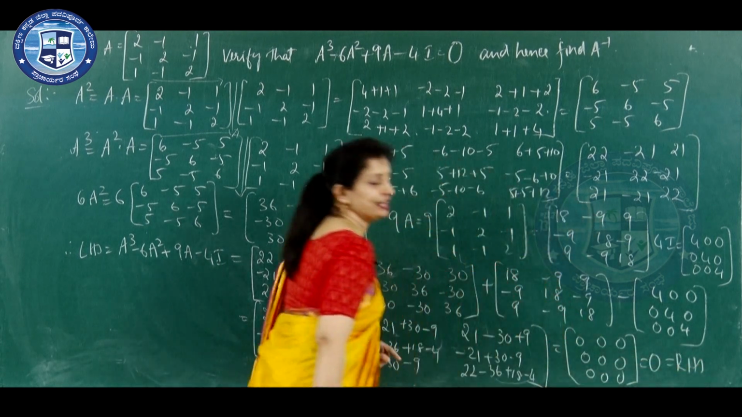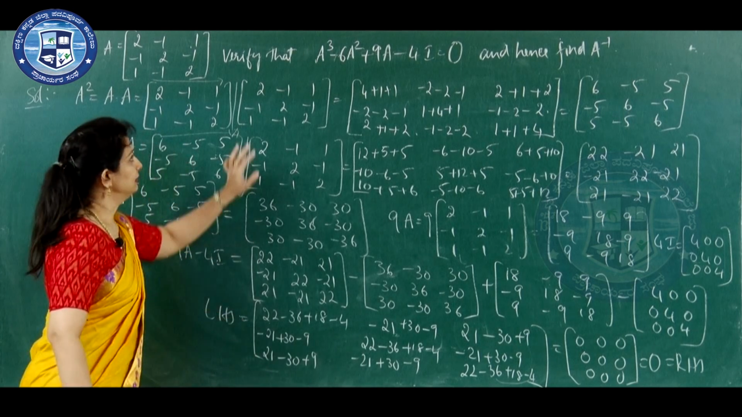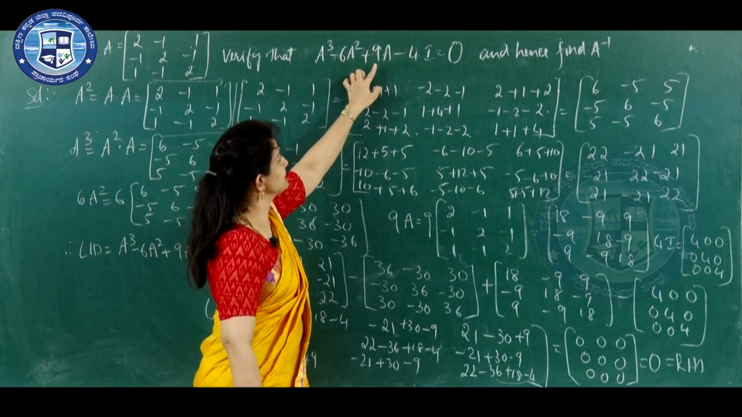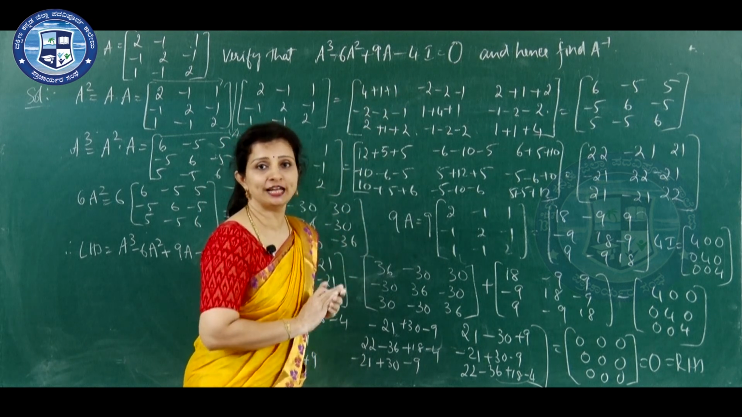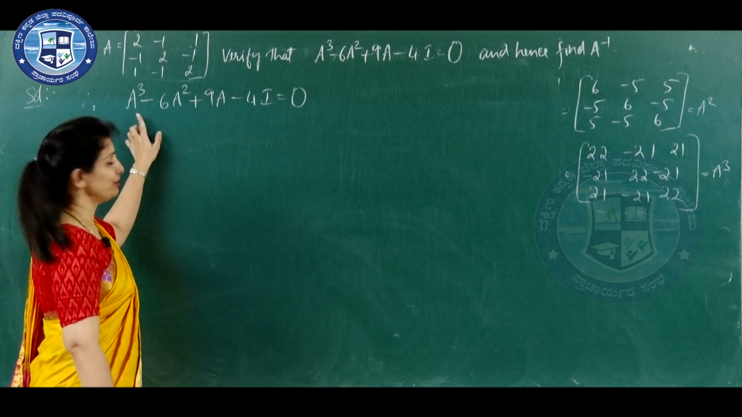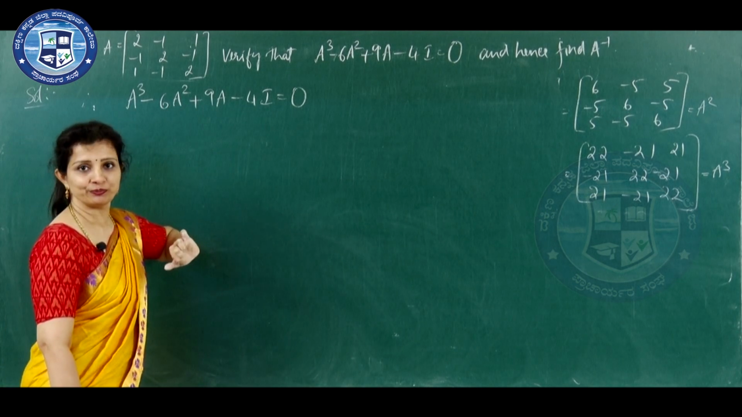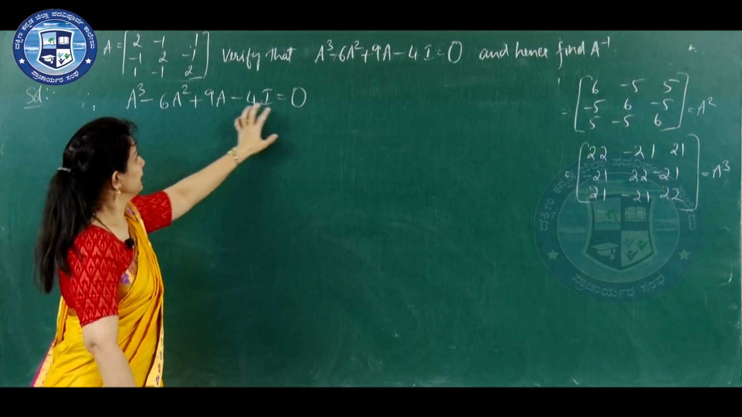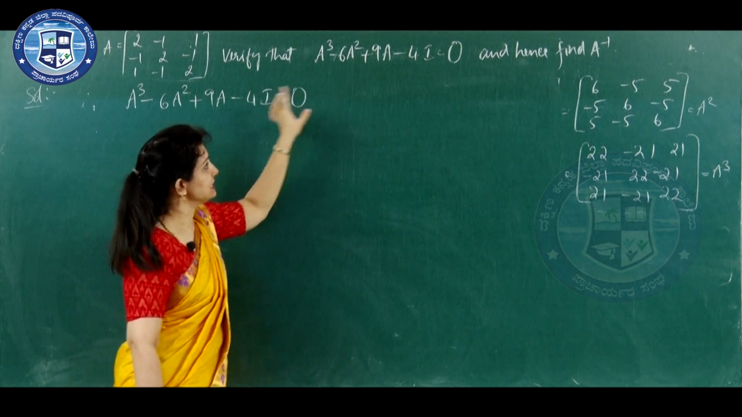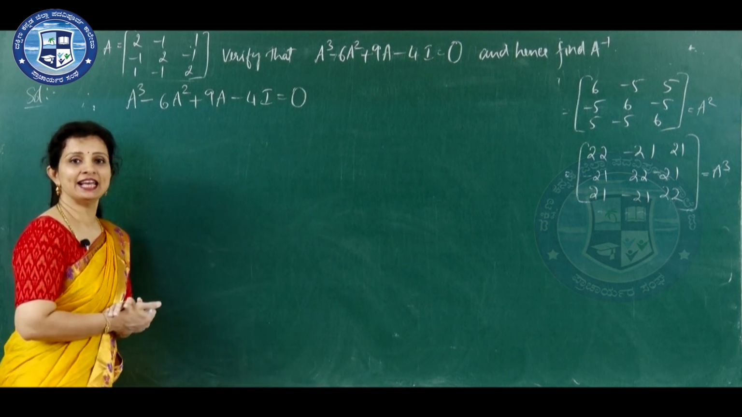So hence we proved the equation A cube minus 6A square plus 9A minus 4I is equal to 0. Now using this you have to find A inverse. So we proved A cube minus 6A square plus 9A minus 4I is equal to the 0 matrix or null matrix. Now using this equation we have to find A inverse.